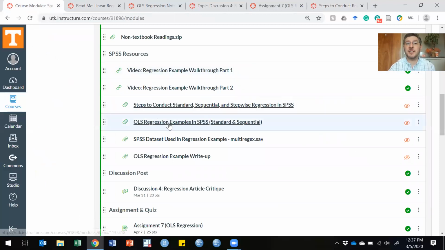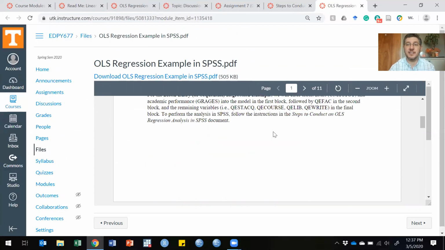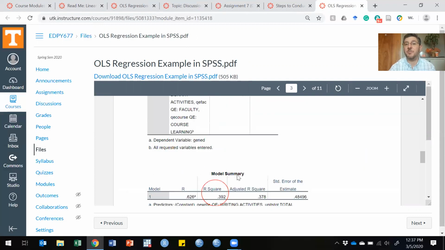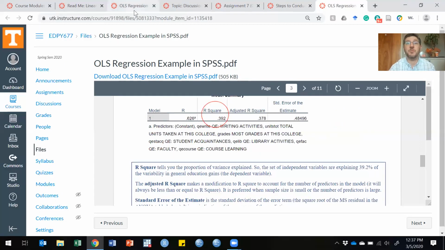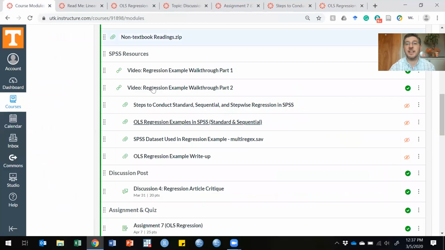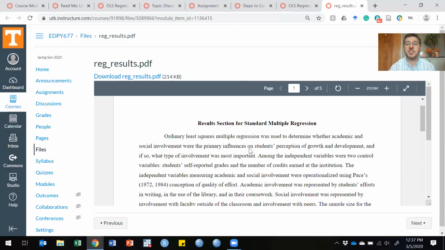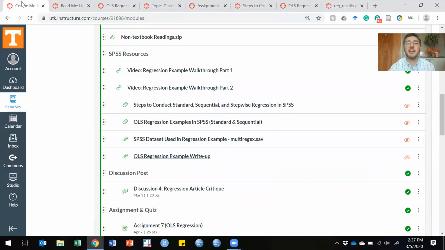Here is my example, where I've annotated the output. I go over this in the video lecture on it, but you can see I've annotated all of the output: what you're looking at, what each table is telling you, and what the numbers mean. So you can look at that there. Here's the data set that I use in the example, and an example write-up of both a standard multiple regression and then a block entry regression analysis.